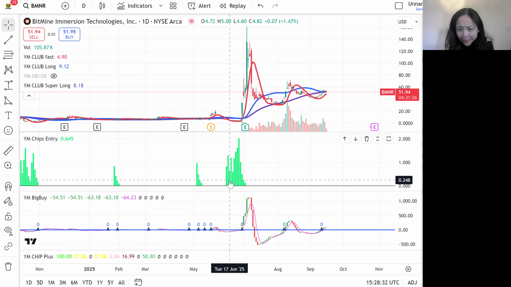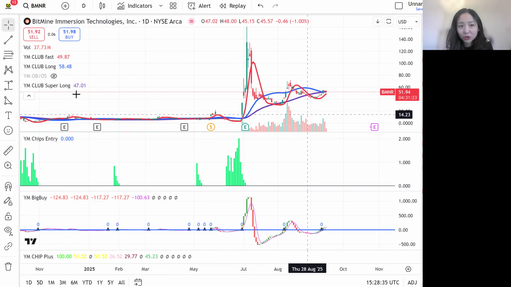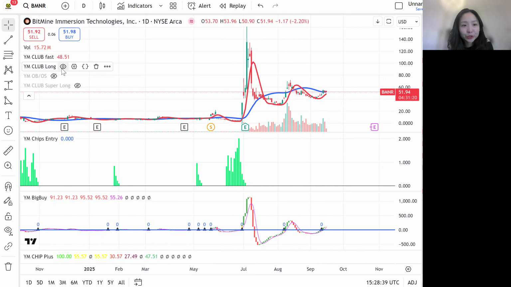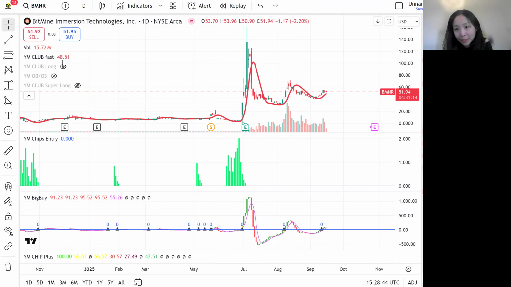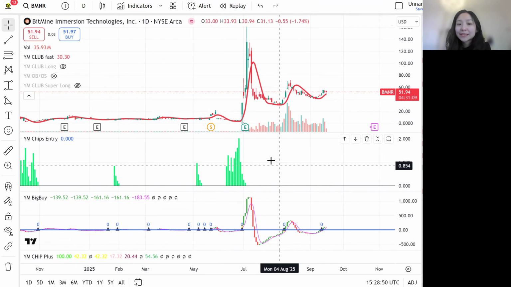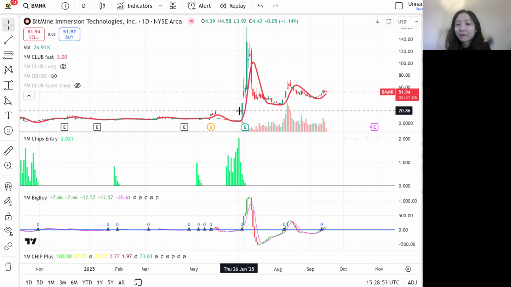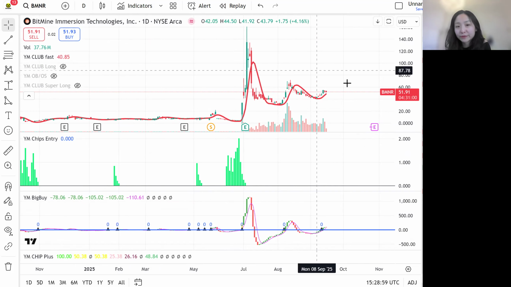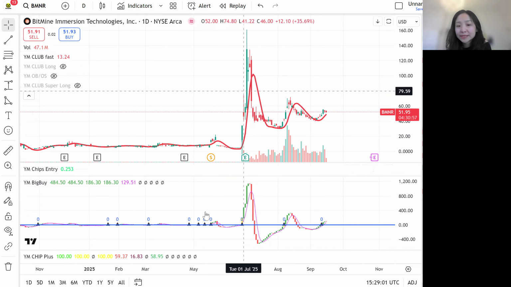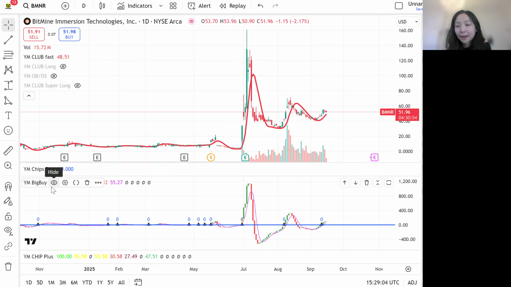Another thing, you look at this chart and think, wow, this is confusing. So the first thing I want you to check: since it's a short-term trade and a big movement, I will use the red one called YM Club Fast. This indicator checks super fast. I don't know what your buying price is. If you bought around $5, congratulations. If you just bought recently, the first thing, I hide this. You can see these two charts. YM Big Buy checks the big volume trade.